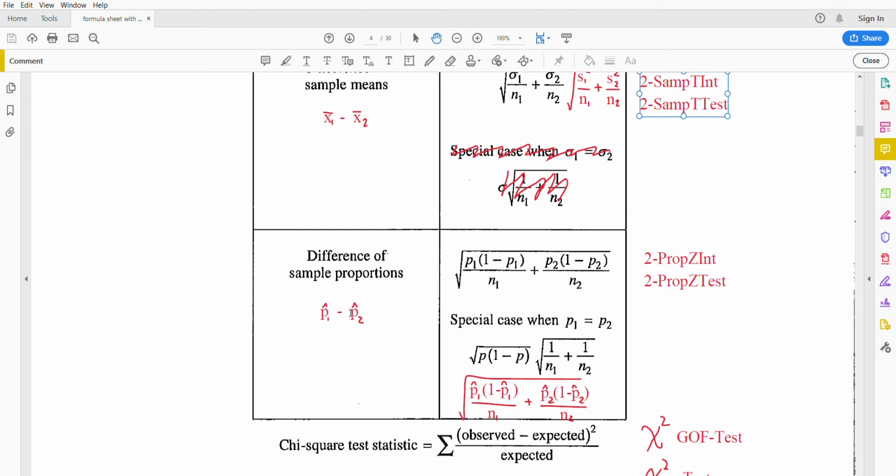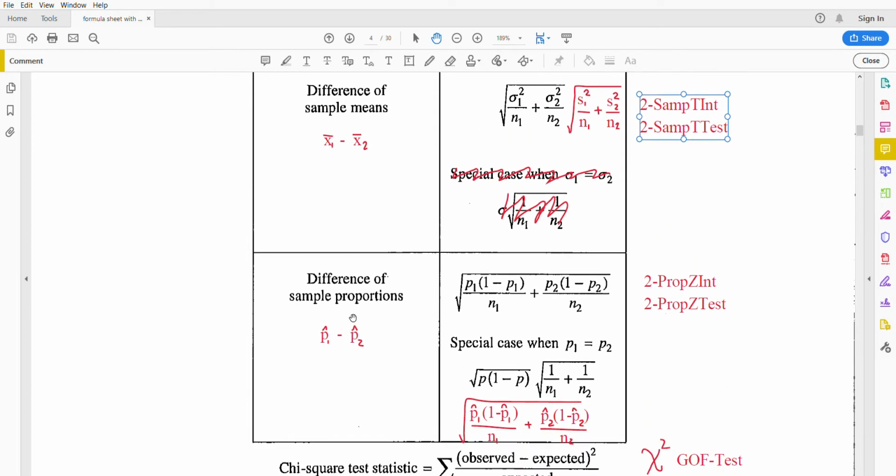And then if you have a problem where you're comparing proportions, then p hat 1 minus p hat 2 would be your statistic. This expression here would be the standard deviation of your statistic. Again, these represent the true proportions, which if you didn't know, then you would estimate with sample proportions. So just put hats over the p's, and then you're good to go. The calculator commands for doing tests and intervals dealing with true proportions are listed over here: 2-PropZInt and 2-PropZTest.